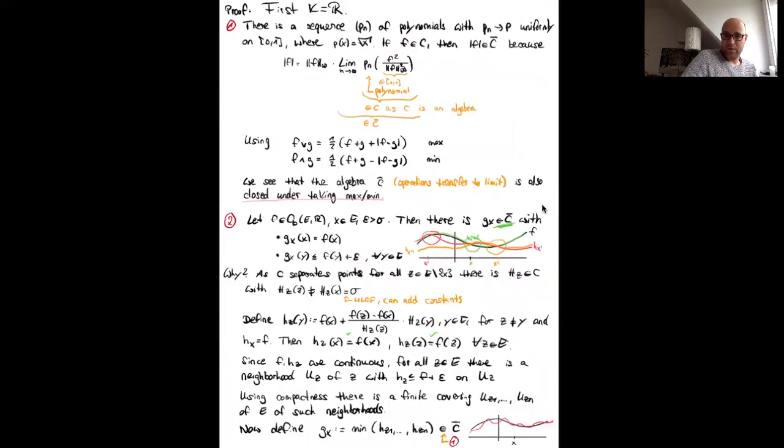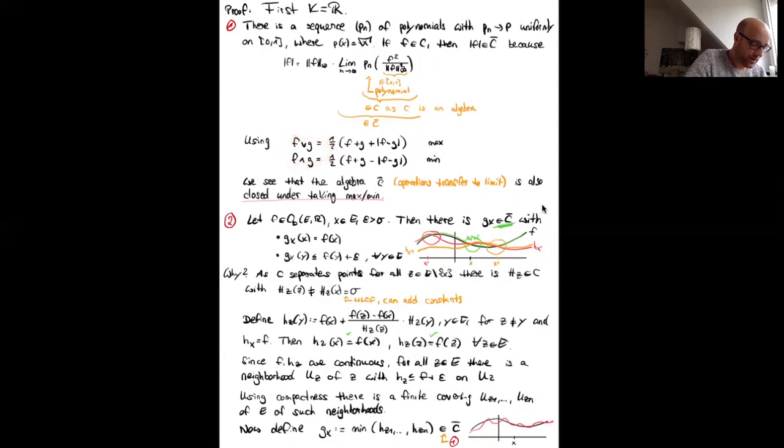So the first step is to prove that an algebra is also closed under taking maxima and minima. Actually, the statement is not quite correct. Maxima and minima of two functions from C are not necessarily in C, but they are in the closure of C. So the closure of C is going to be closed under maxima and minima. That's what we're going to need in the construction. We're going to need closure under taking maxima and minima, but not in C. In C bar is enough.